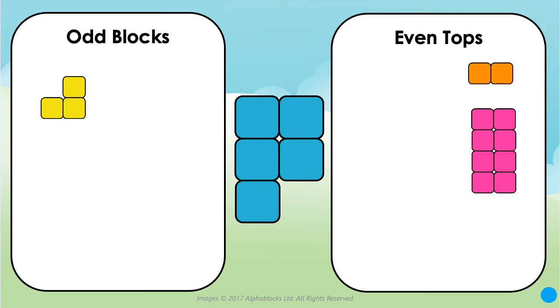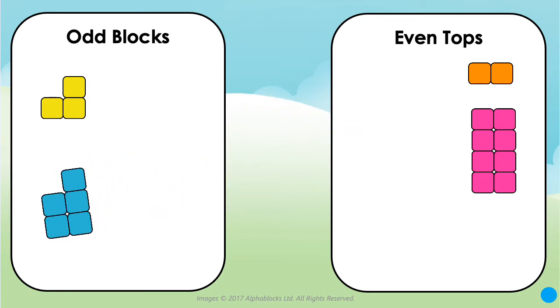What about this one? What number block is this? That's right, number block five. Now, is this going to be an even top or an odd block? Is it an even number in twos or is it an odd block with one on what's at the bottom at the moment? Let's turn it around and see. That's right, it's an odd block. Five is an odd number.